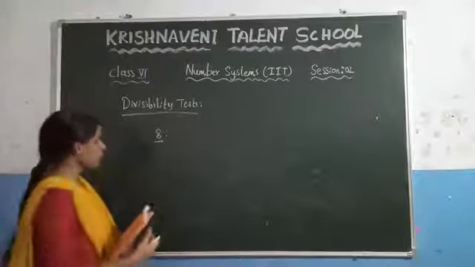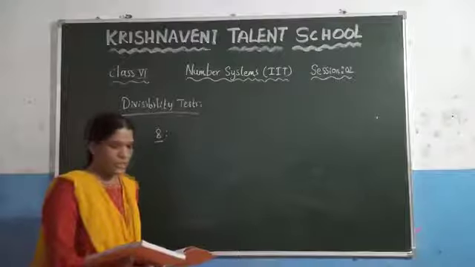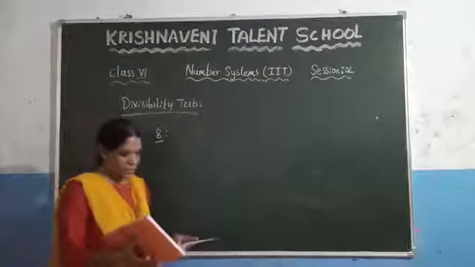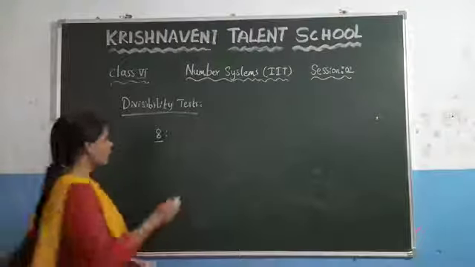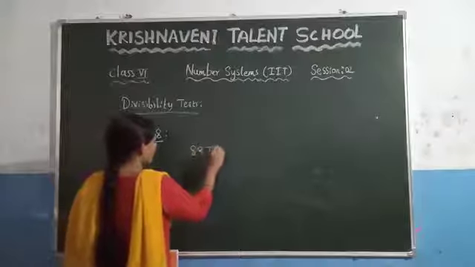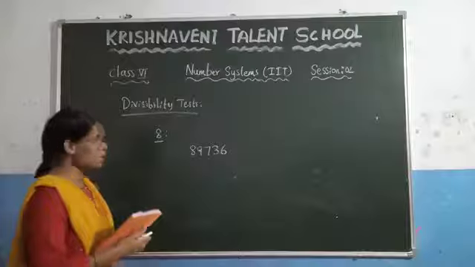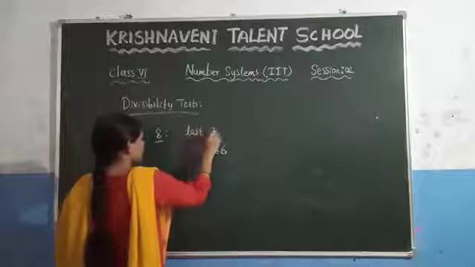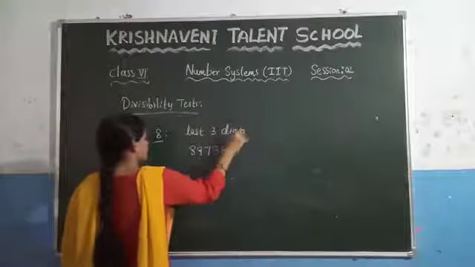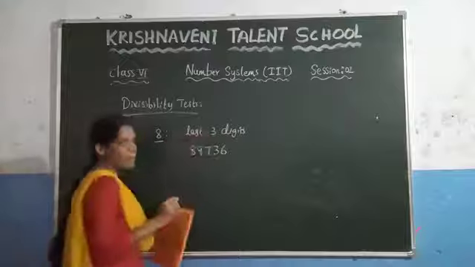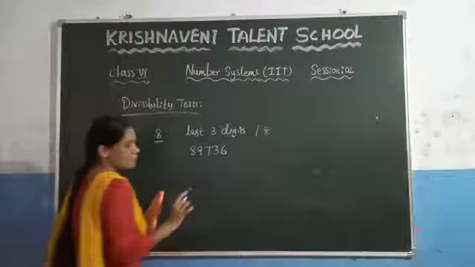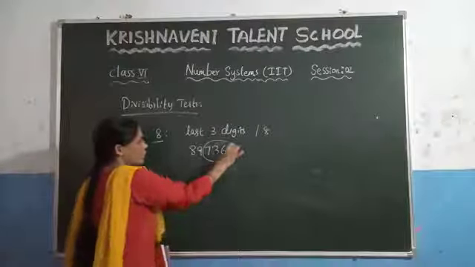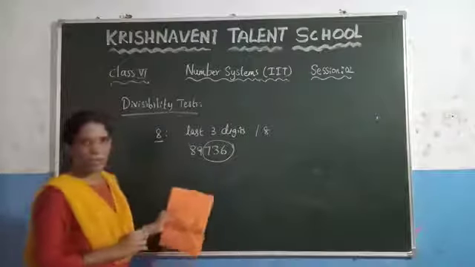So here if you want to check the divisibility rule for 8, what it states is that you need to check the last 3 digits of a number. If the last 3 digits of a number are divisible by 8, we can say that the given number is divisible by 8. So here you can consider the example 8, 9, 7, 3, 6. If you are given any number, you need to check the last 3 digits of the number and check whether they are divisible by 8 or not.